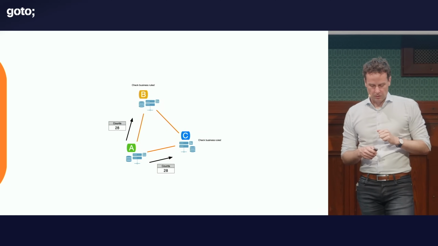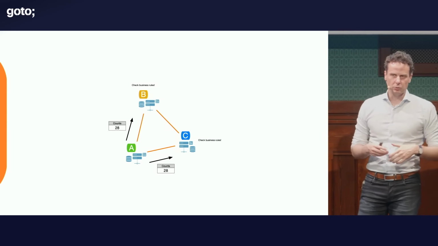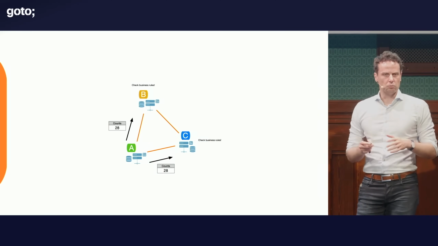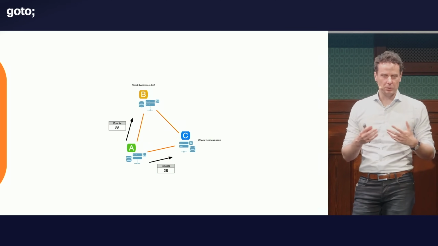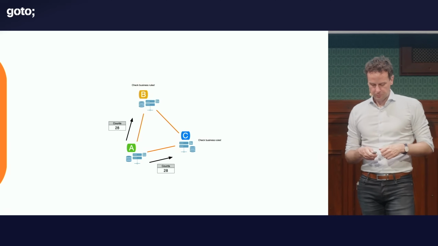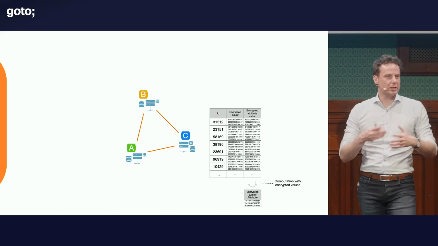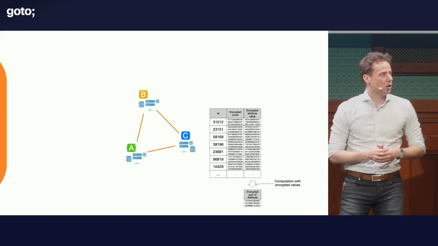Now, typically what we do in our product as well, we check, is this actually okay? Do we want to continue? Is that enough people? But then, if so, we can continue. We can do the same for the other column.